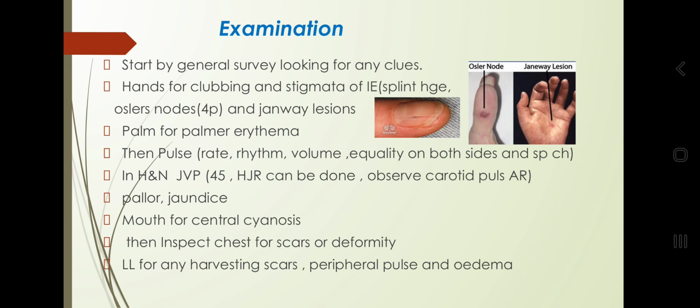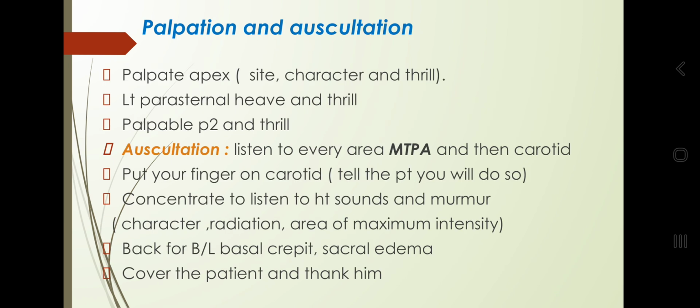Then inspect the chest for any scar or deformity. Deformity like cardiac bulge means that this is from childhood. Then lower limb for any harvesting scar, any peripheral edema, and the dorsalis pedis artery pulsation is palpated. Then go to the apex to start our journey in the precordium.